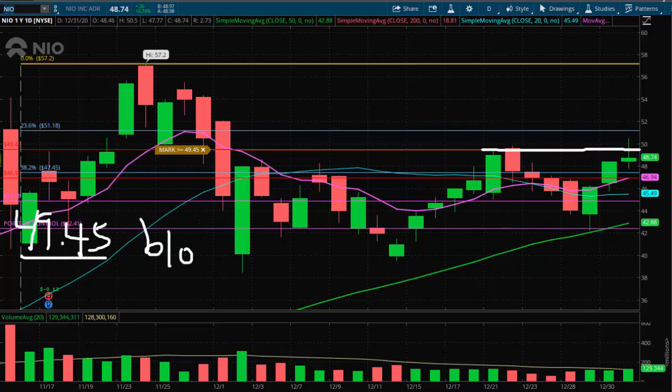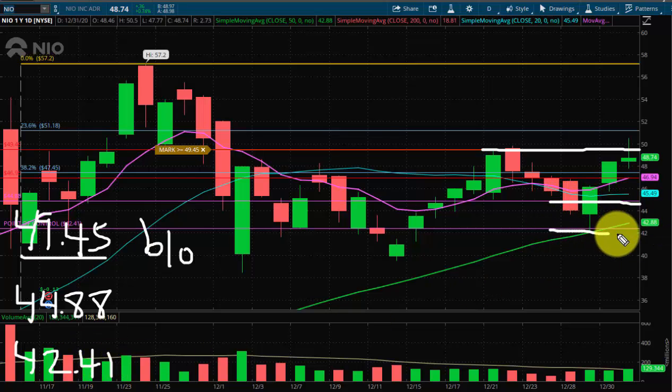Okay, for me, those two levels are 44.88 and 42.41. Those are the two purple lines. I don't know why I put them in purple, but those are the two purple lines on this chart. Okay, so NIO potential bounce play off of either of these two.